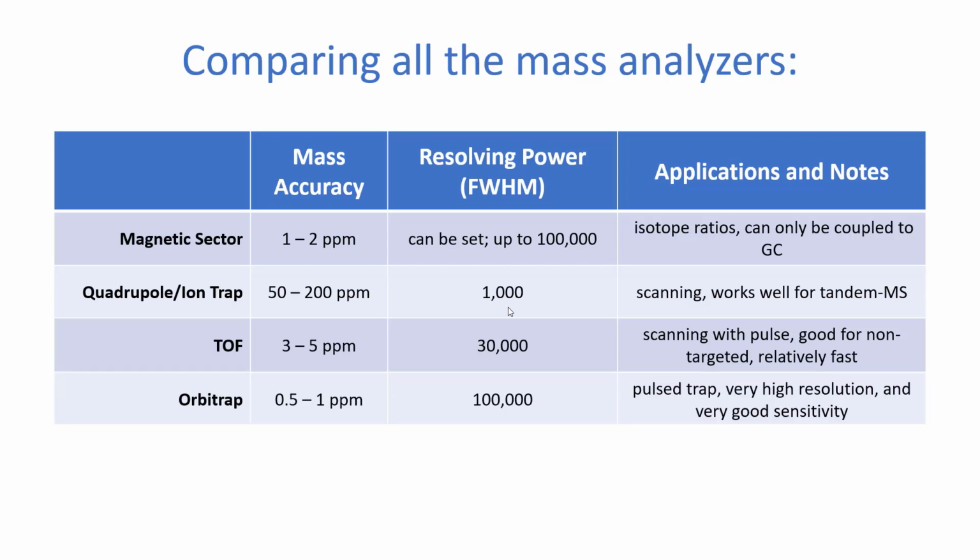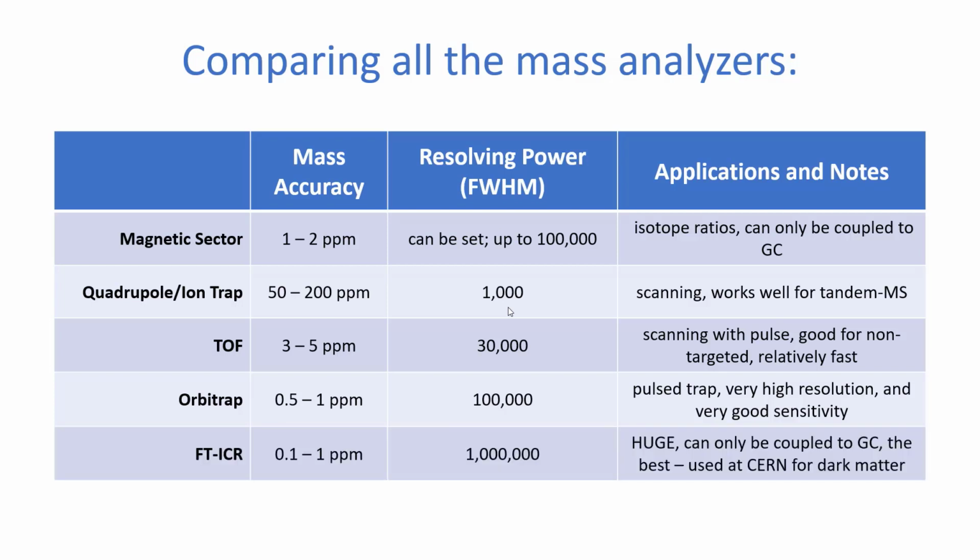Now, the Orbitrap has fantastic mass accuracy. It rivals or betters magnetic sectors. The resolving power is equal to that of a magnetic sector. This is a pulsed trap with very high resolution, as well as very high sensitivity. The very best Q Exactive on the market, that I got a quote for about 3 or 4 years ago now, so it's probably worth more, is about $1.5 million.